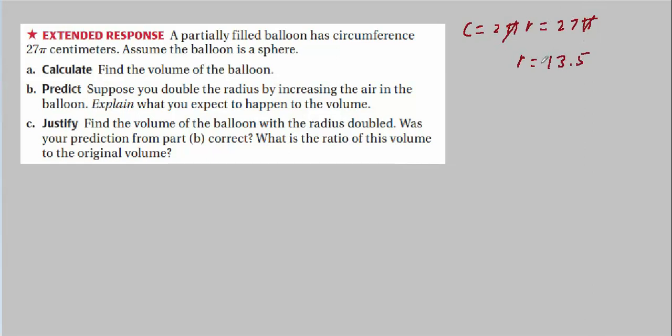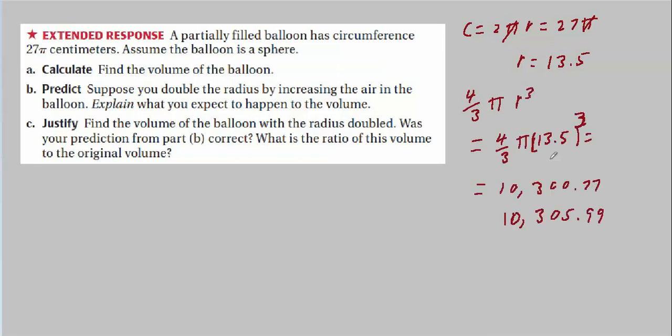Why would we want to know that? Well, they ask us to calculate the volume of the balloon. For that, we're going to need r. And the volume, of course, is 4/3 pi r cubed. Well, if we do this, we've found that r is 13.5. So, to get the volume, 4/3 pi r cubed, when I use 3.14 for pi, I get this answer. When I use the pi button, I get this answer.